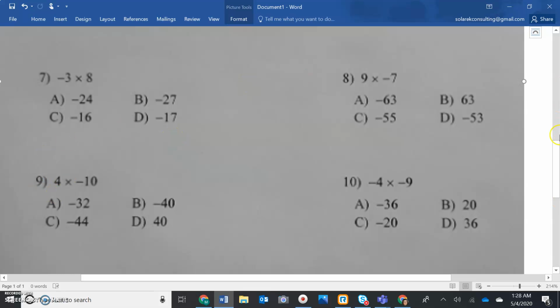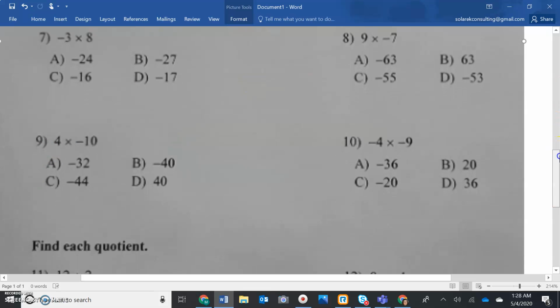I'm sorry, guys, I'm not going to give you these answers, but let's see what you can do. A positive times a negative is a negative. So notice all of our answers have been negative so far. So 4 times 10, make sure it has its negative.